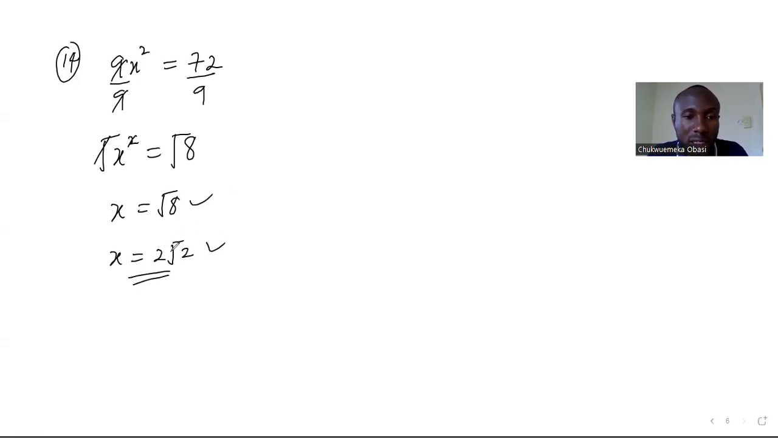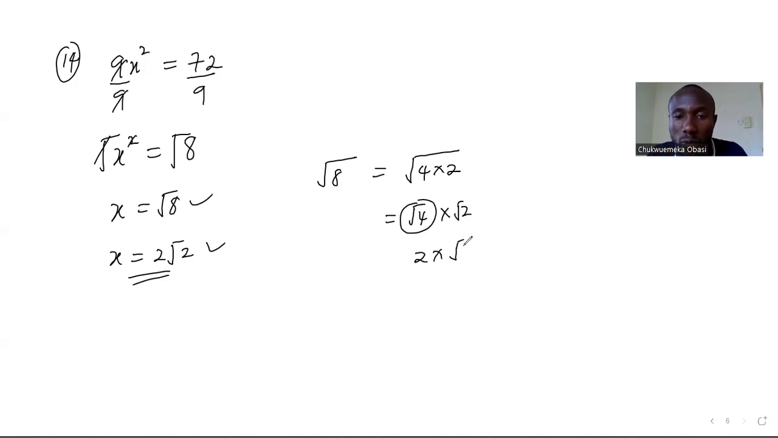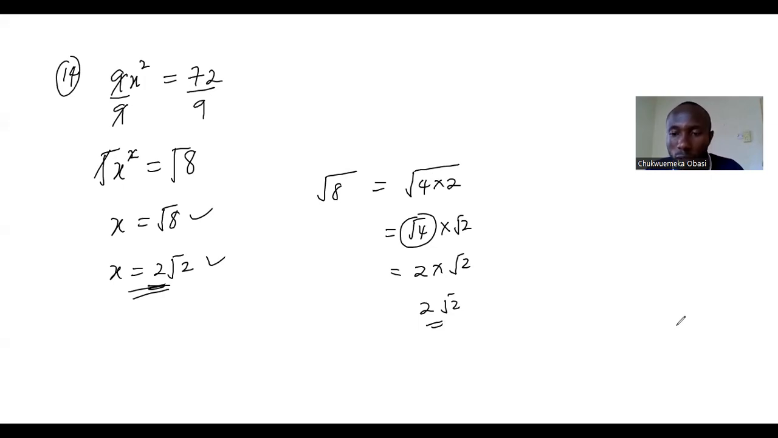How did I get this expression? Root 8 is the same as 4 times 2, right? So that is the same as square root of 4 times square root of 2. Square root of 4 is 2, so I have 2 times square root of 2, and 2 times square root of 2 will give me 2 root 2. That's how I got this answer. So let us go to the next question. That will be question number 15.